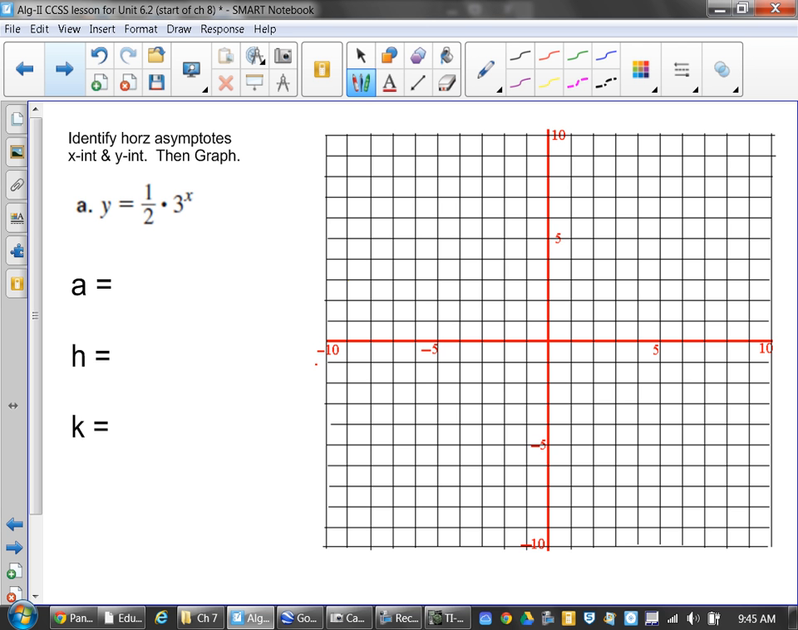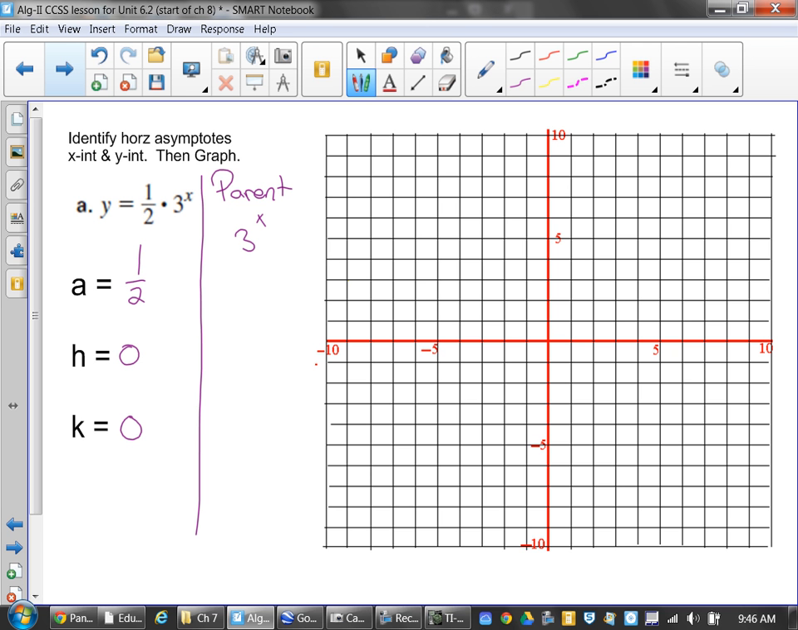All right. So what's your A value? Half. Okay. What's your H? 0. And your K? 0. Wait, where would they be if it wasn't 0? It would look like that. We're just taking baby steps. Okay. So what is your parent function for this graph? 3 to the x. So my parent graph would be 3 to the x.